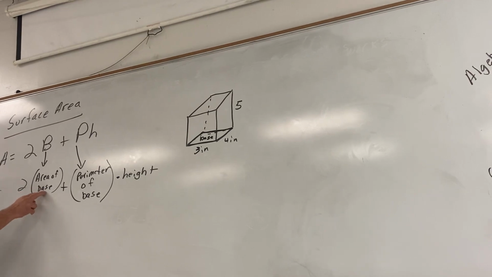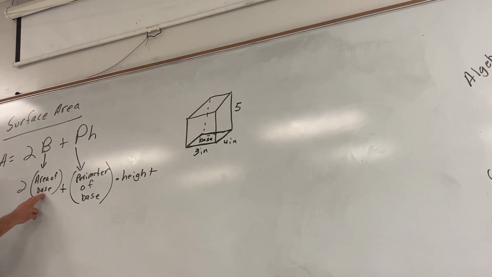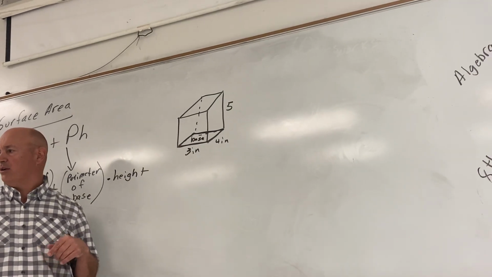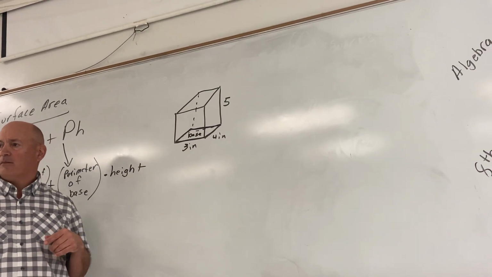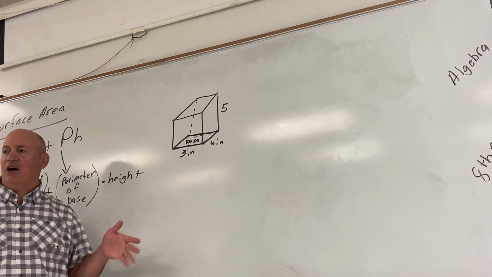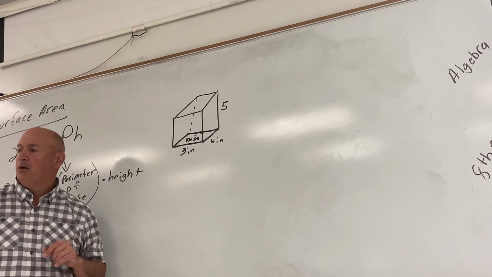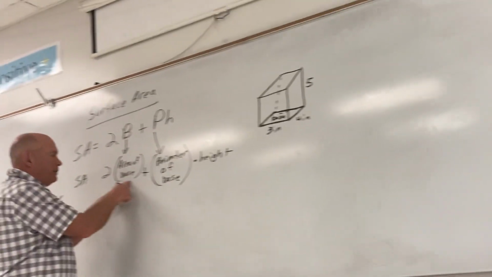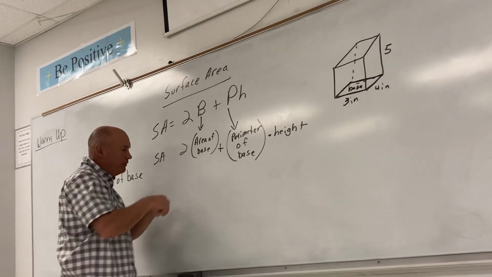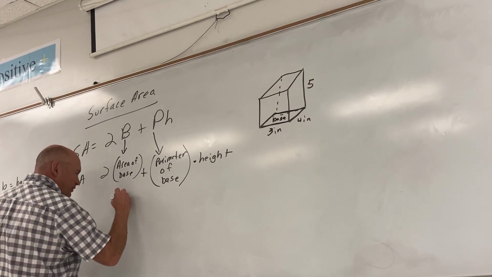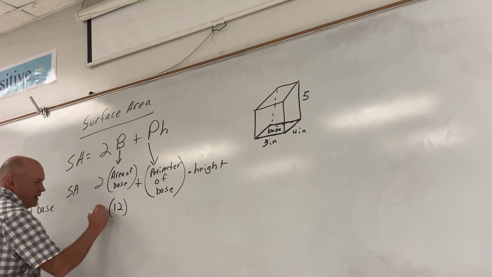What's the first thing I need to find? The area of the base. Somebody tell me how I find the area of a rectangle. We should all know this. For area of a rectangle, 4 times 3. Length times width. So what is big B in this problem? 12. Y'all agree that 3 times 4 is 12. So big B is going to be 12. We're going to multiply that by 2 in a minute.